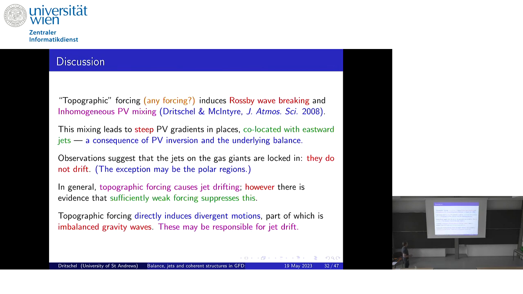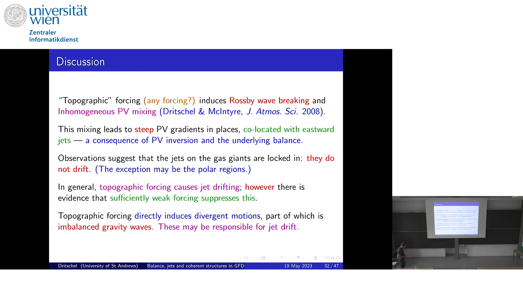All right, summary then. So topographic forcing, question, any forcing induces Rossby wave breaking. I think Richard and I would argue that this is true, that pretty much anything you do to the background state of F, when you tweak it, it's going to lead to Rossby wave breaking and start forming jets. It leads to Rossby wave breaking and inhomogeneous PV mixing, and this is discussed in some length. Richard has an article on the same thing, I should state, in spherical geometry. This was done in a planar geometry, trying to understand what's happening here.